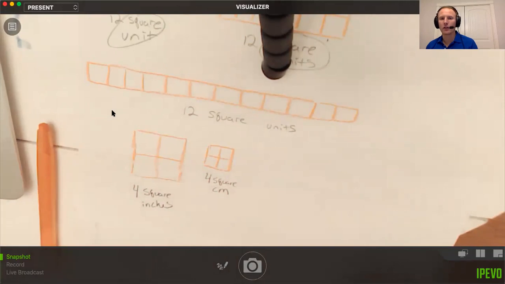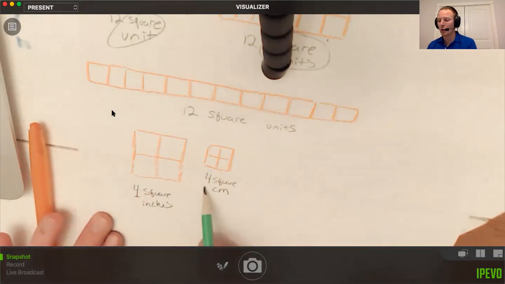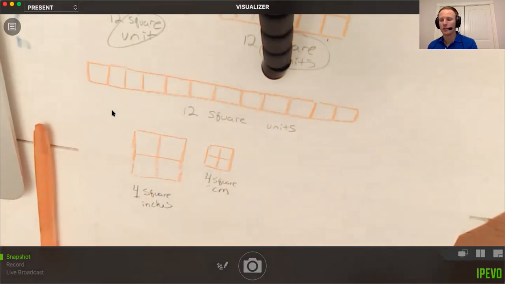This is another lesson on why units are important. So 4 square inches and 4 square centimeters are not the same. We'll work on that in class. You'll see, we'll actually give you inch and centimeter cubes and let you explore with them, but they're not the same. Just because they both have a 4 in them, that doesn't mean that they're the same.